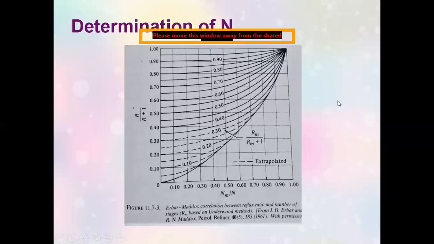Now, what you can see on the screen is a graph that will enable you to determine the theoretical number of stages. The ordinate in this graph, that is the value on the vertical axis, is the ratio of the minimum number of stages, represented by N sub m, to N, where N is the theoretical number of stages. Your abscissa is R over R plus 1. As discussed last meeting, this R is the reflux ratio, or specifically the external reflux ratio.